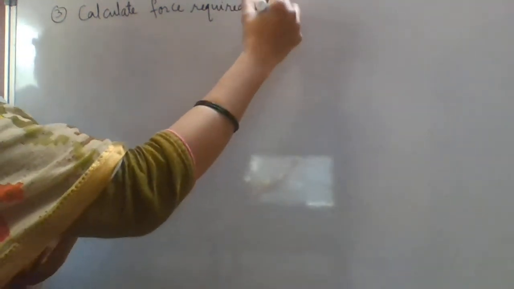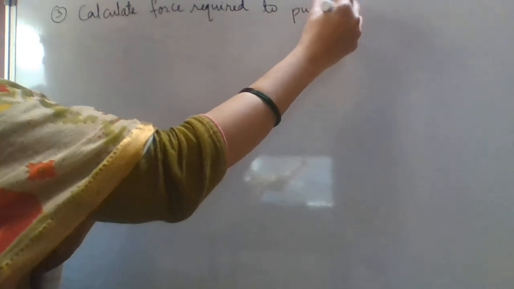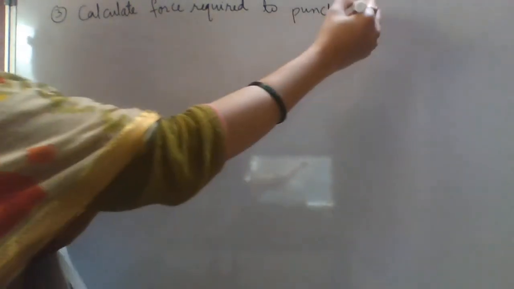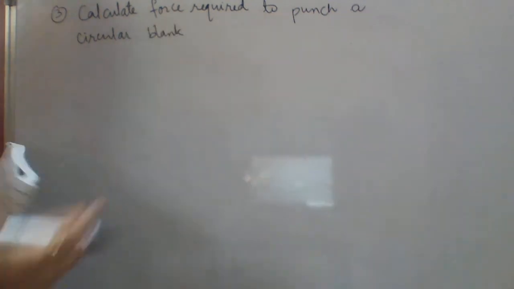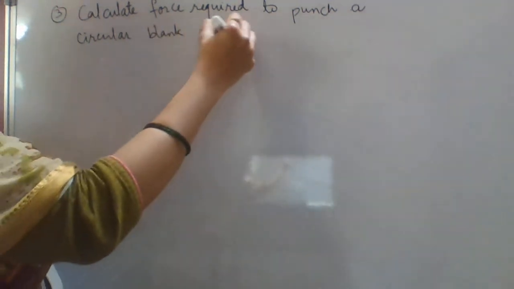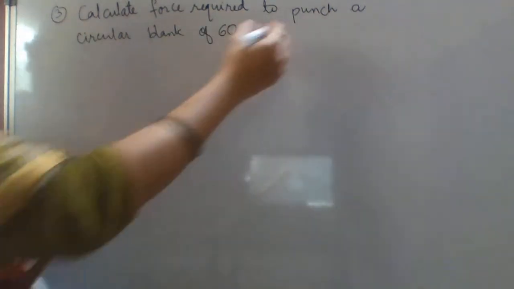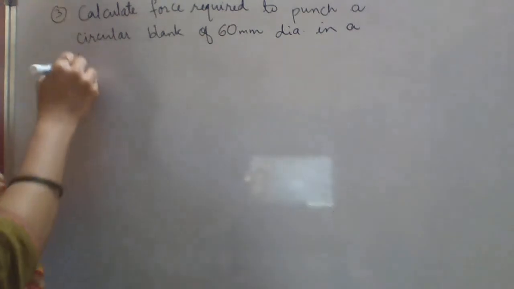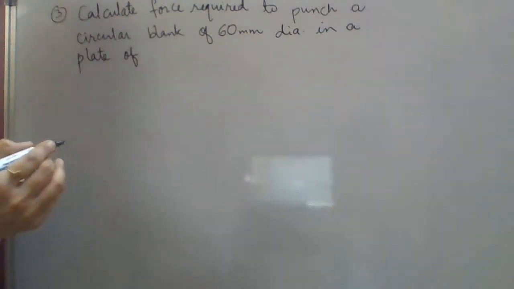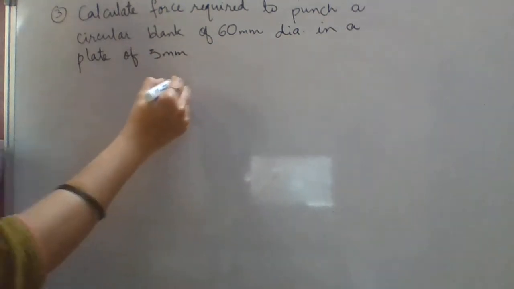So the third numerical is: calculate the force required to punch a circular blank of 60 millimeter diameter in a plate of 5 millimeter thickness.